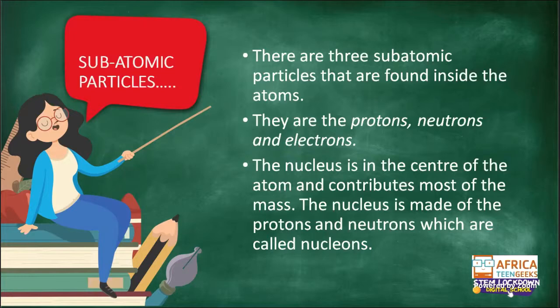The nucleus is the center of the atom and contributes most of the mass. So the nucleus is made up of protons and neutrons, which are together called nucleons. So what are the subatomic particles? Protons, neutrons, and electrons.